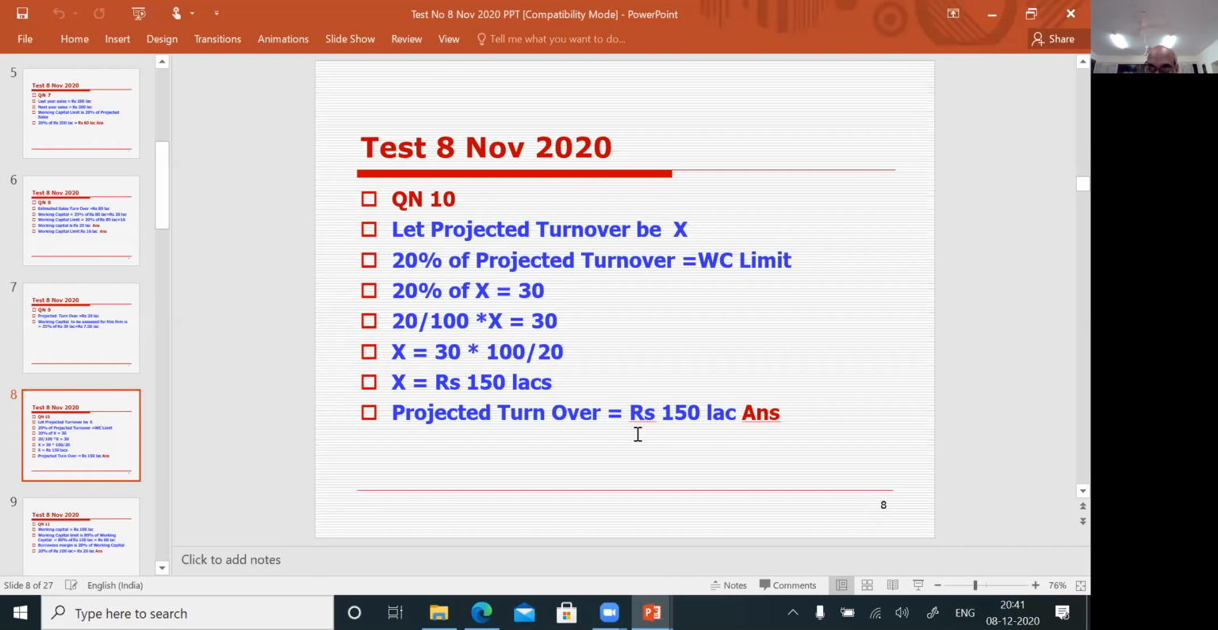So in this question, they have given you the working capital limit and asked you to find out the projected turnover. 20% of the projected turnover X is equal to 30 lakhs, so X is equal to 150 lakhs. If the projected turnover is 150 lakhs, then the working capital limit will be 20% of 150, which is 30. Okay, sir? So projected turnover is 150 lakhs. Okay, next question.